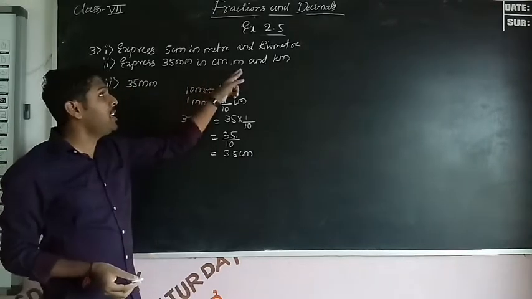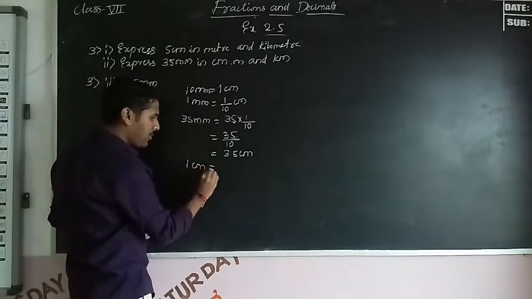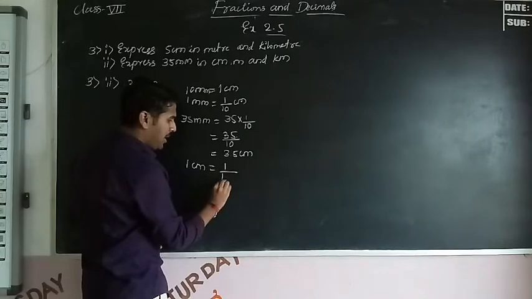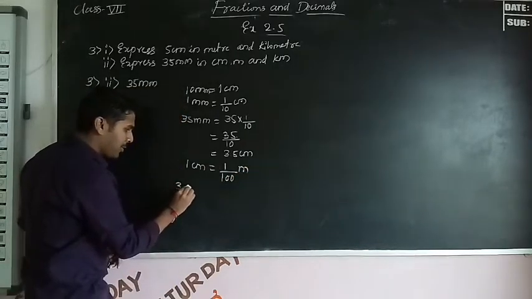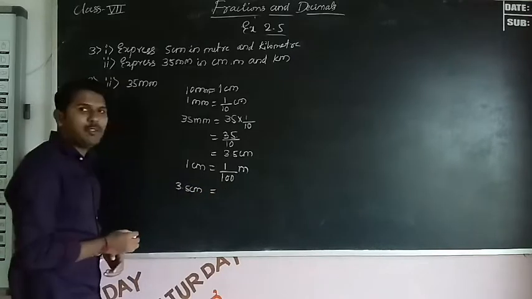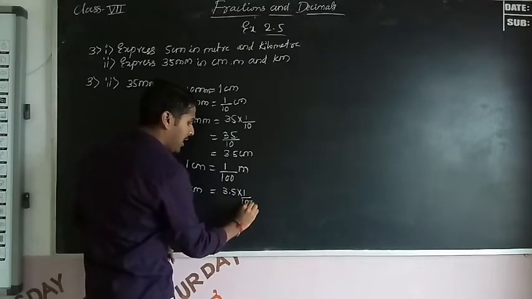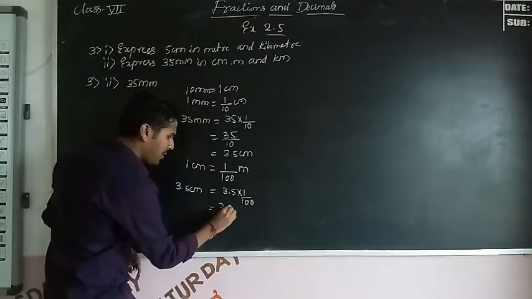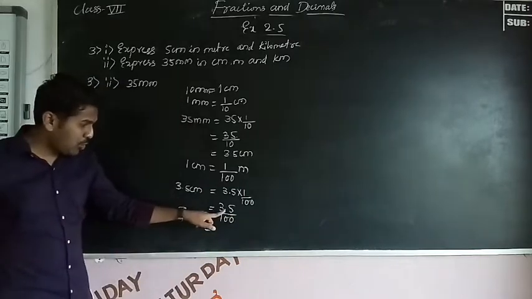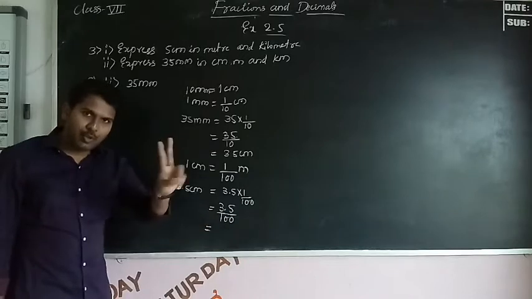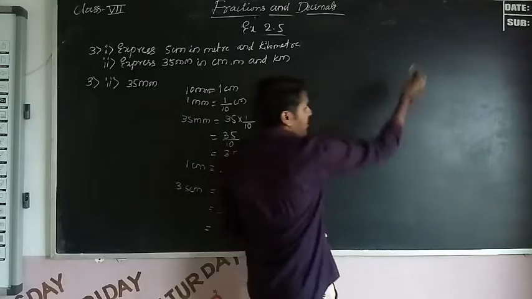Next, convert it to meter. Now, 1 centimeter equals 1 by 100 meter. So 3.5 centimeter equals 3.5 into 1 by 100. What will be the answer? 3.5 divided by 100. Here the decimal point is here. How many zeros? 2 zeros. But here only 1 digit is there, so take one extra zero. I will explain here.